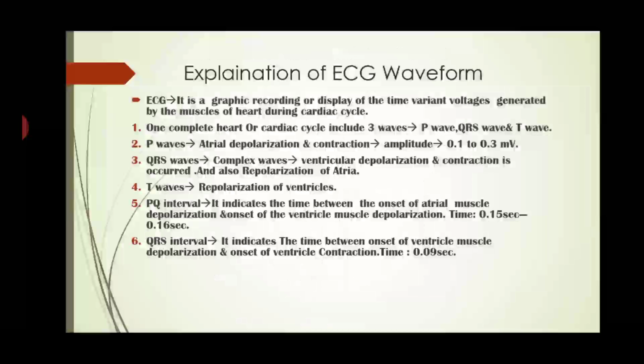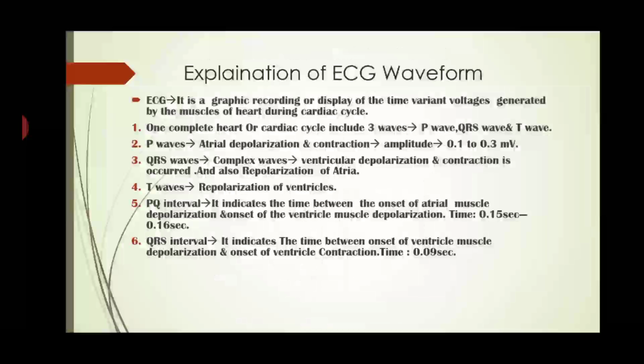Next is the QRS wave. It is considered a complex wave. During this wave we get both ventricular depolarization and contraction, and at the same time repolarization of both atria. Both processes are carried out at the same time, that's why this waveform is a complex wave. Next, the T wave represents repolarization of both ventricles.